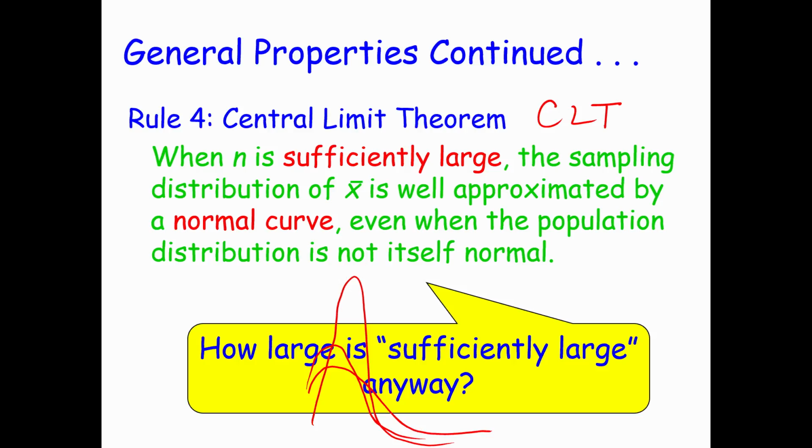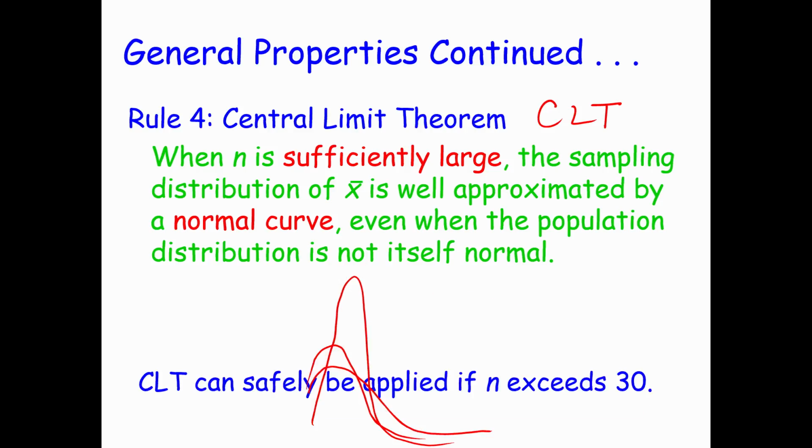So, how large is sufficiently large anyway? The CLT, remember the central limit theorem, can safely be applied if n exceeds 30. So here's our mark. If we have 30 samples or more, remember that it still has that 10% rule, we're going to be able to apply the central limit theorem.